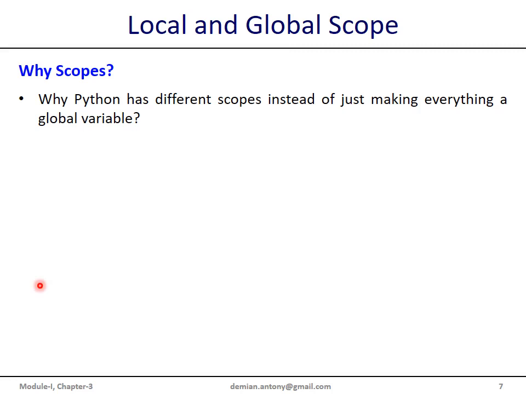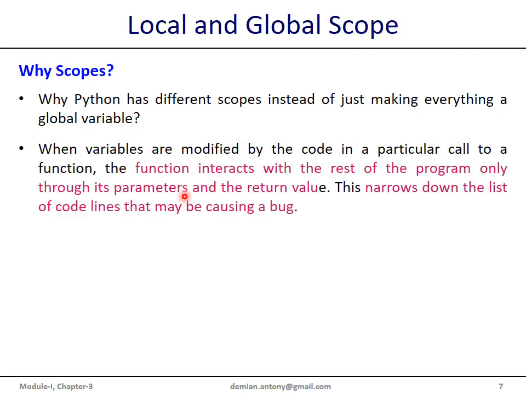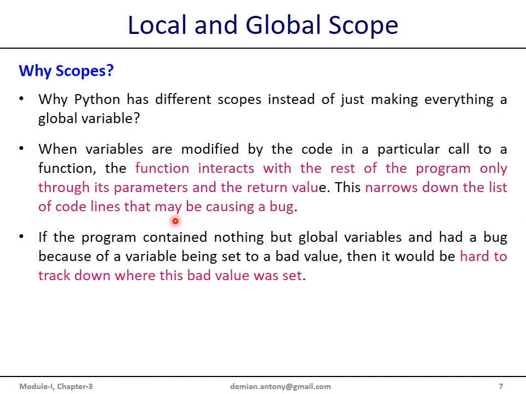Why do we require two different scopes? The reason is better maintenance and easy debugging. If we have two different scopes and the variables are modified only through function interactions, then the function interacts with the rest of the code only through the parameters and the return value. This narrows down the list of code lines that may be causing an error or a bug.